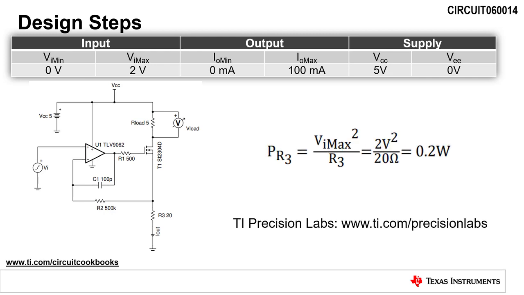The next step is to check the maximum power that needs to be dissipated by the sense resistor, R3. The power is equal to the maximum input voltage squared divided by the value of R3. For this design, the maximum power dissipated by R3 is 200 milliwatts. It is important to purchase a resistor such that its power rating is not exceeded.